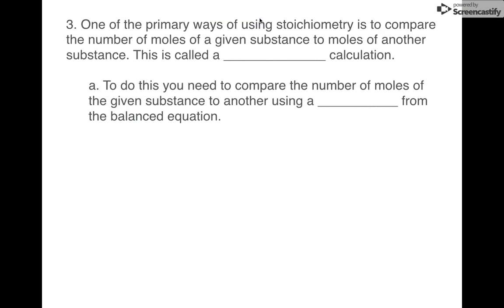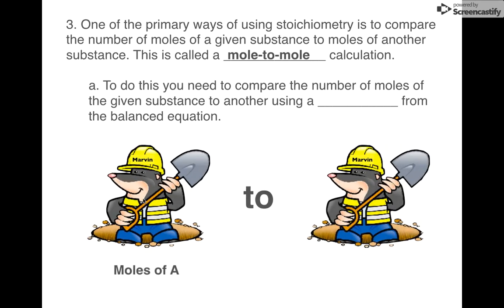So one of the primary ways that we use stoichiometry is to compare how many moles of something you have to how many moles you're going to be making of another substance. And so what we call those are mole-to-mole calculations. And all you really have to do is look at how many moles of A you have and how many moles of B you're going to be making, and you just use the mole ratio from your balanced equation. So that's kind of why this is the easiest one, because all you're doing is looking at the number of moles. You don't actually have to convert anything, really. You have to use a conversion factor box, but you don't actually have to do any unit conversions, which makes it a little bit easier.